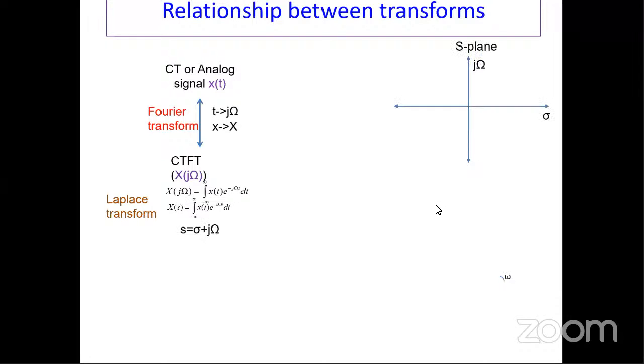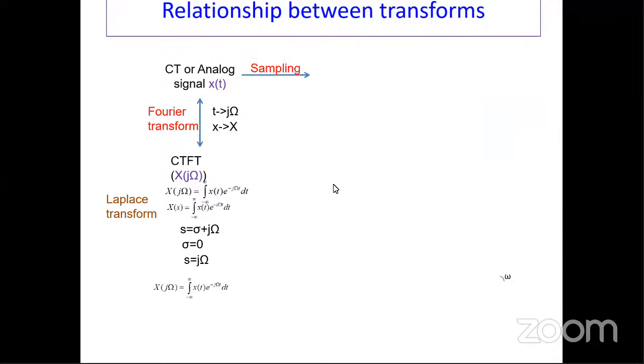So how does this occur? Now you see that this is your S plane where sigma is the real axis, j omega is the imaginary axis. So if you compute your Laplace transform only on the imaginary axis, that is, if you put sigma equal to 0, you will be able to get this j omega axis, so that you will be able to get the Fourier transform. So there is some resemblance between your CTFT and Laplace transform.